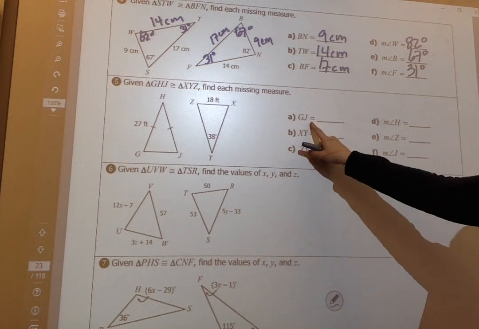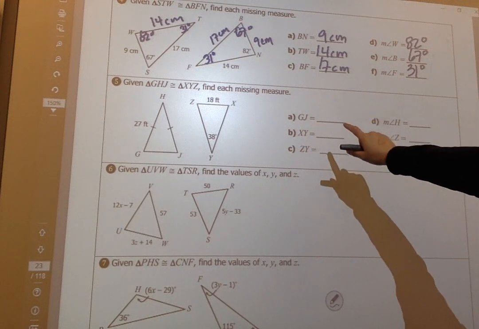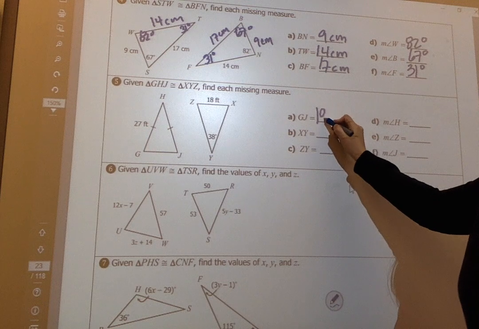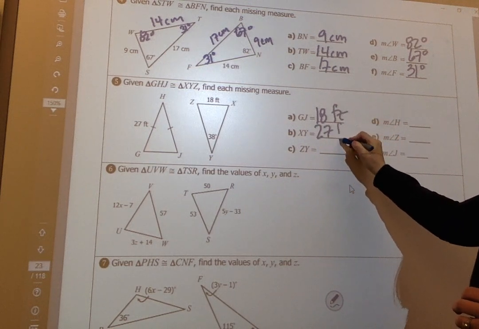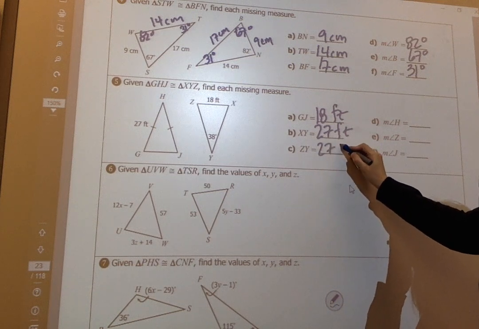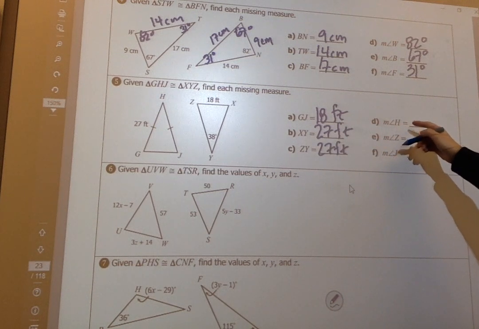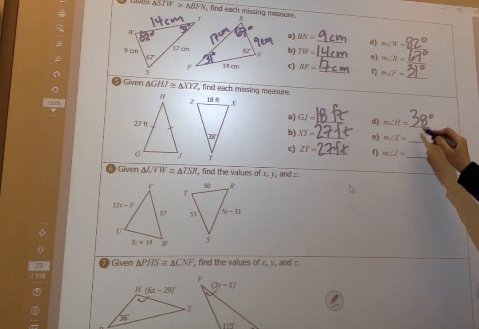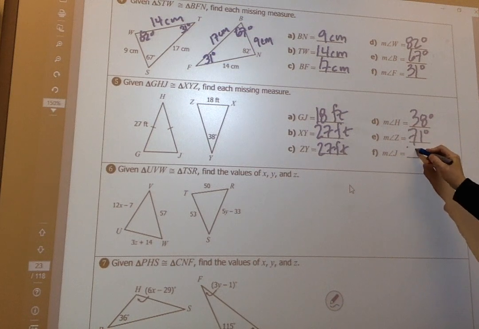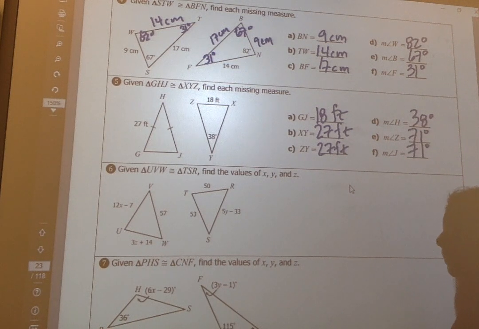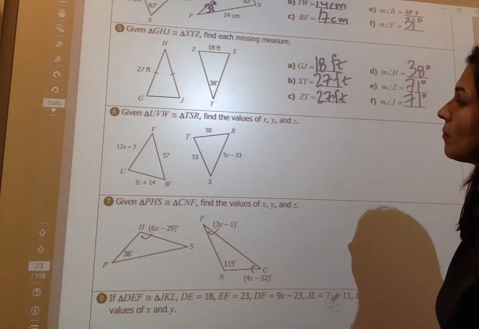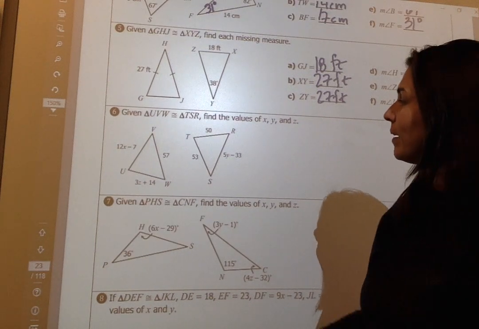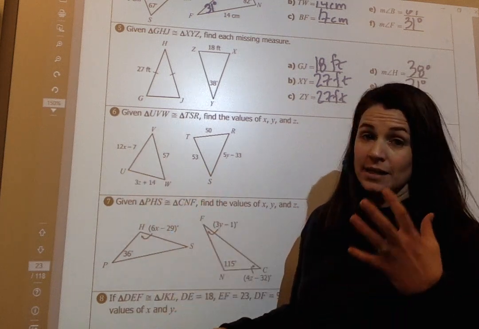All right, so A on number 5 is going to be 18 feet. BXY is going to be 27 feet, making ZY 27 feet. D is going to be 38 degrees, and it's an isosceles triangle, so if Z is 71 degrees, J is going to be 71 degrees. Okay, so now let's look here. I've got to fill in the blanks. I'm looking for X, Y, and Z.